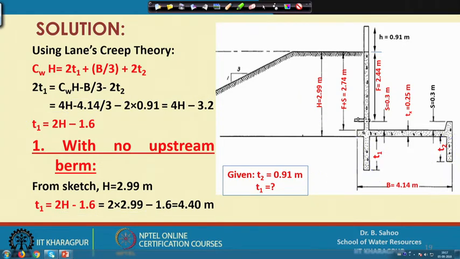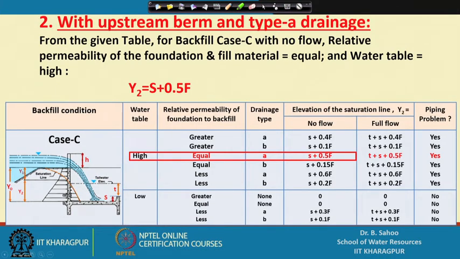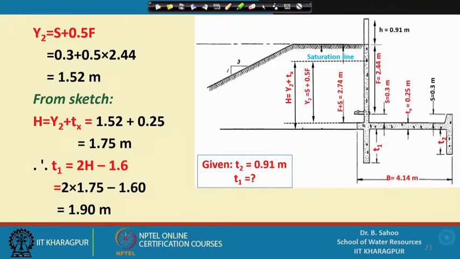Now, coming to the second condition, that is with upstream bomb and type A drainage. For type A drainage, for the given condition, you can find out the value of y2 as shown in this figure. So, this is my y2. Here I am getting y2 equal to S plus 0.5F, that you can estimate from here for no flow condition. Once this value is known, you can use it for your subsequent calculations.